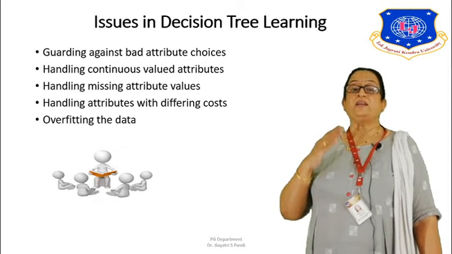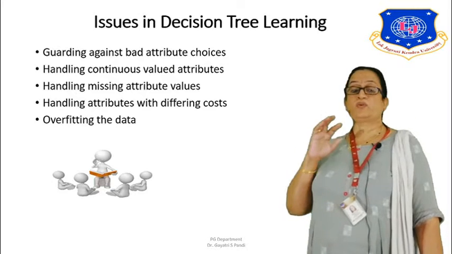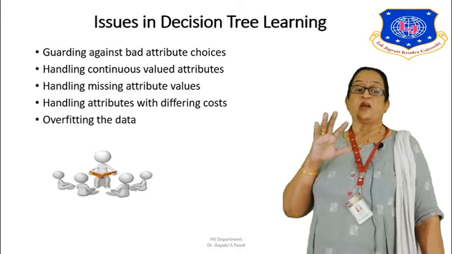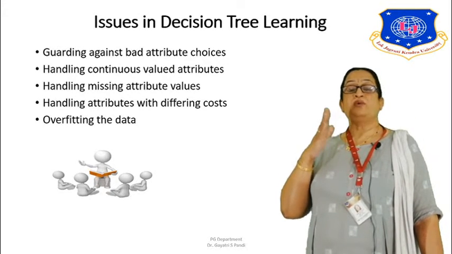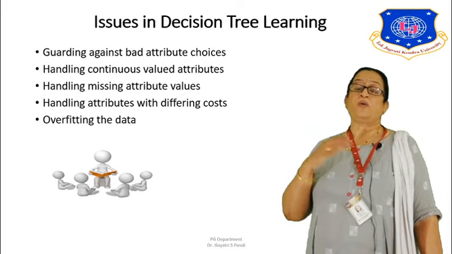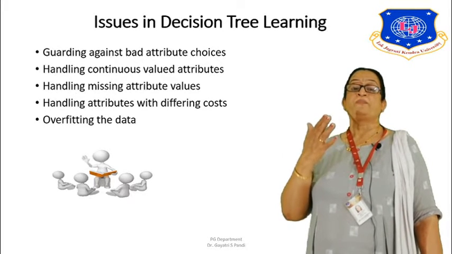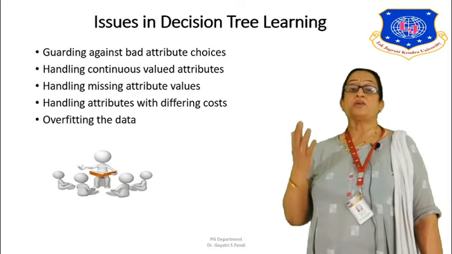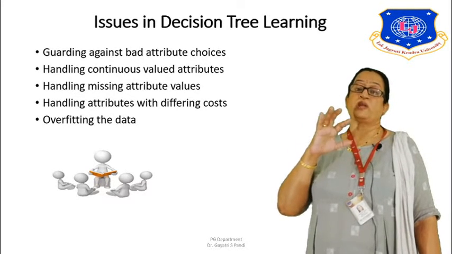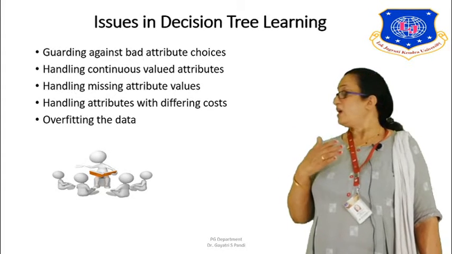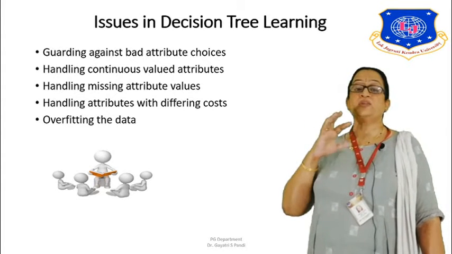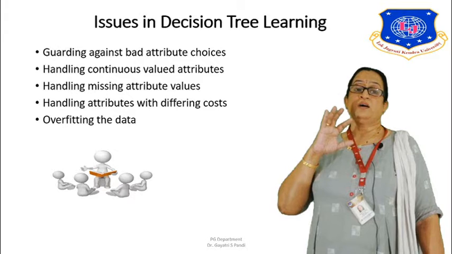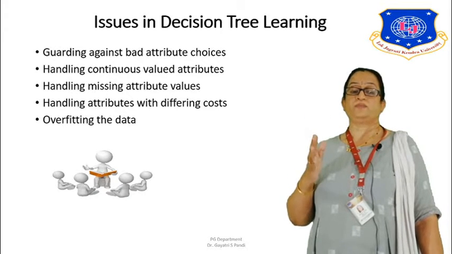Then handling continuous valued attributes could be an issue at times. Handling missing attribute values also could be an issue. No doubt it does work with missing values, but still it could be an issue handling them. Then handling attributes with different cost also could raise a major issue and affect the tree structure. And overfitting is one of the major issues of decision tree or regression tree.